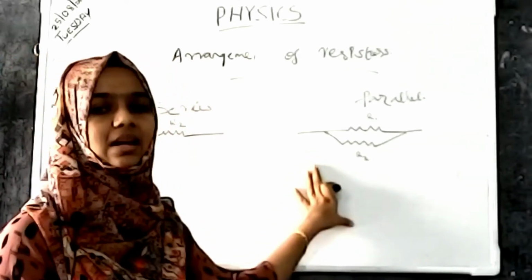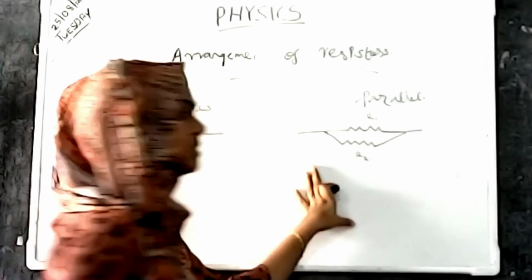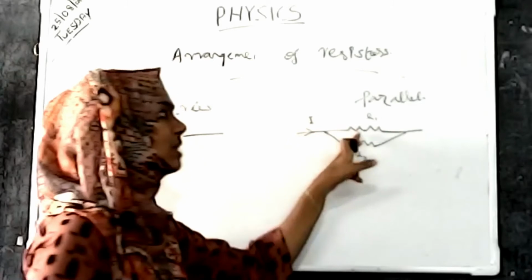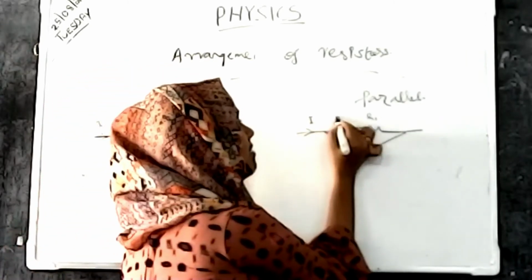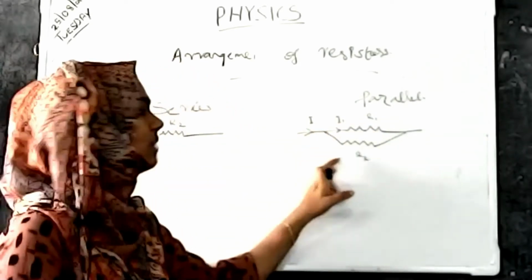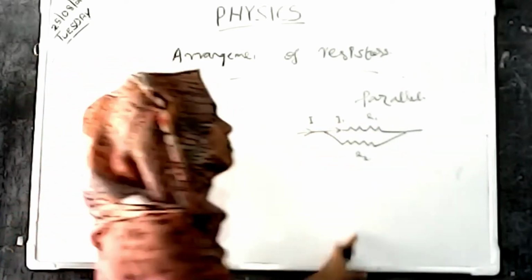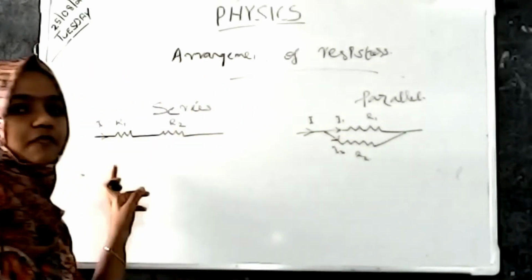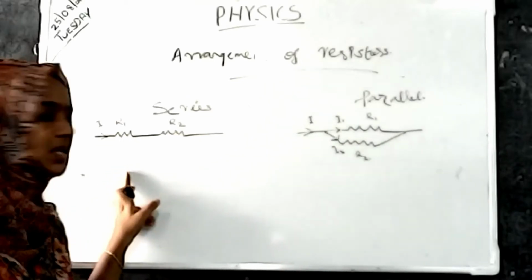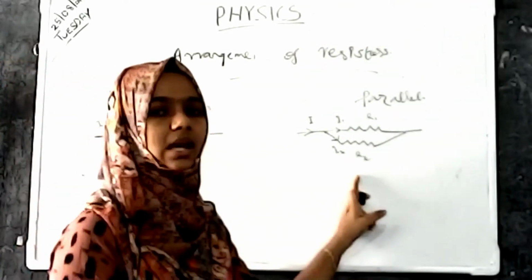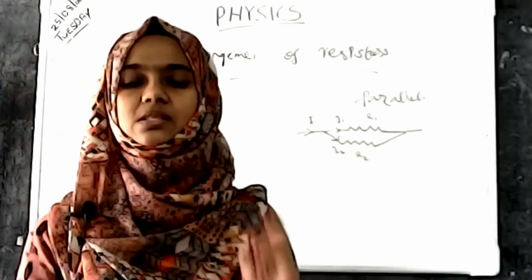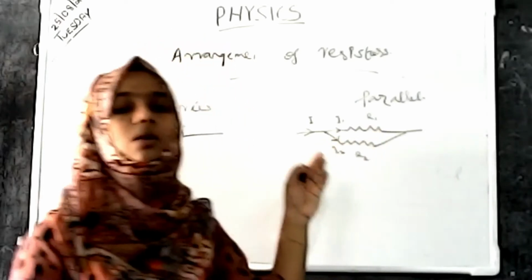But in parallel connection, the current splits. So here the applied current is I, and when it comes to the resistor R1, the current becomes I1, and when it comes to the resistor R2, the current splits and becomes I2. So in the first connection, there is no change in current. In the second connection, there is a current change. The current splits on the basis of the resistor and I changes to I1 and I2.